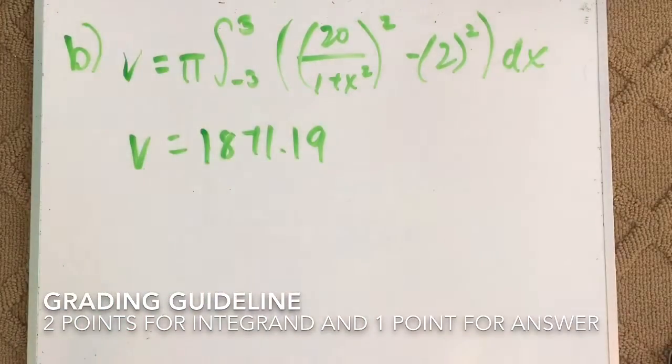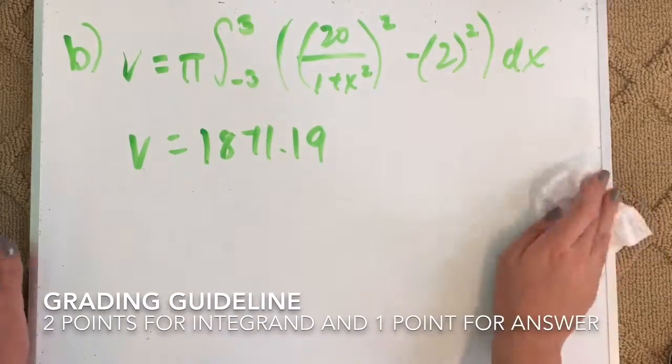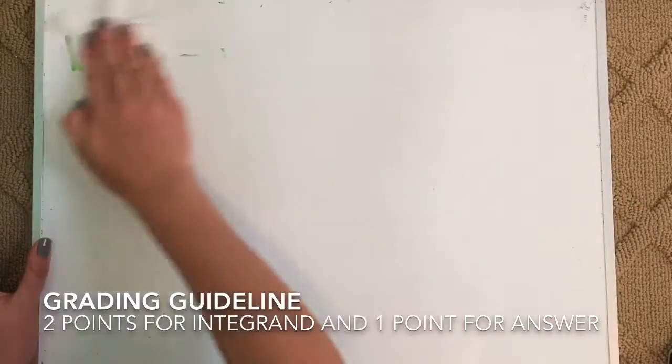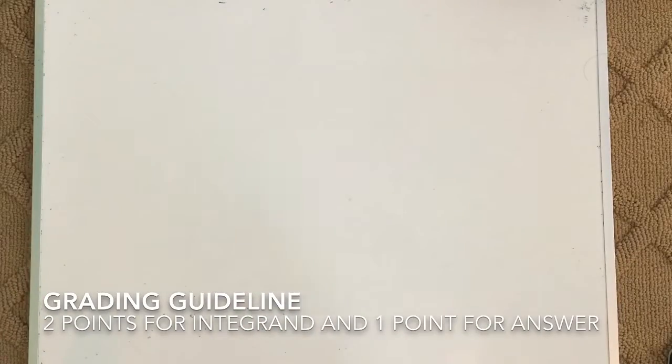Common mistakes for this problem is that when we plug the integral into the calculator, we put the parentheses in the wrong place, and therefore we get a different answer. Also, we forget to multiply by pi in the very end, thus giving us a wrong answer.